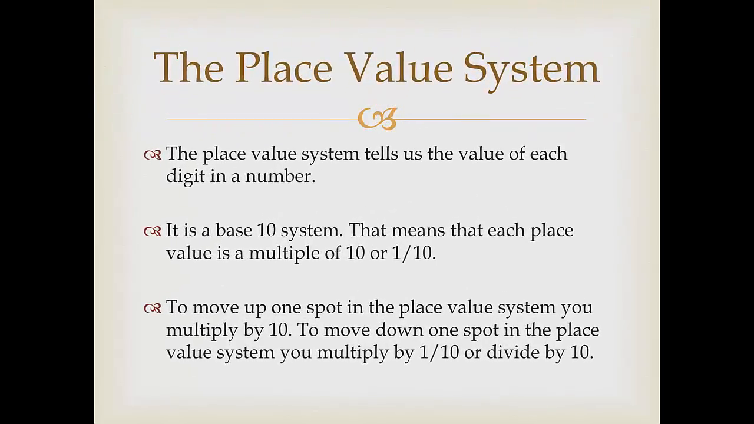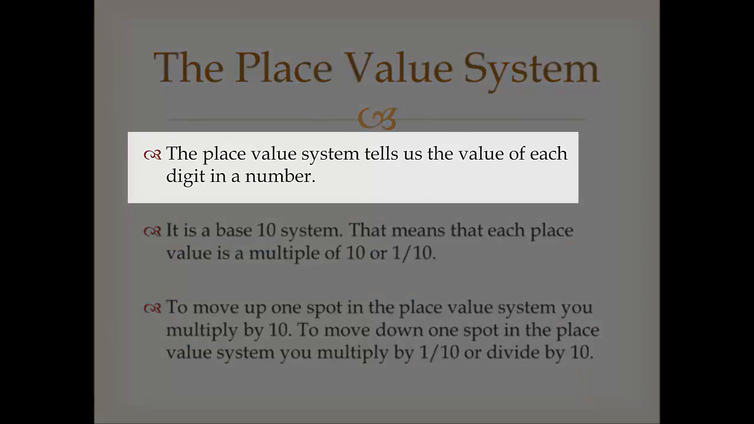A couple things to go over about the place value system before we go over some examples and get a little bit more in depth. The place value system tells us the value of each digit in a number. So in the number 61, the digit 6 is in the tens place, and that tells us that it has a value of 60.